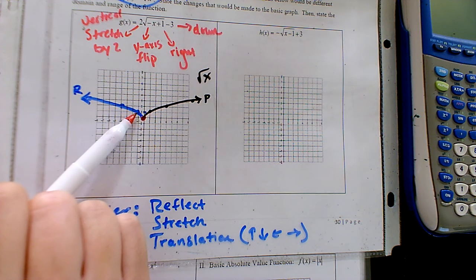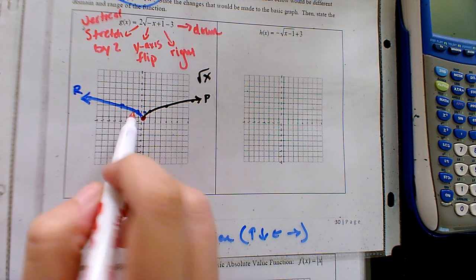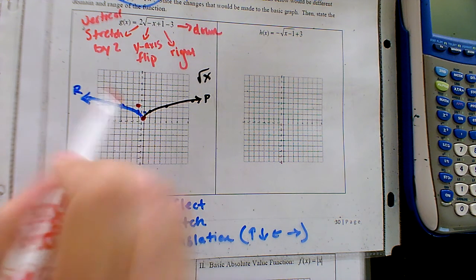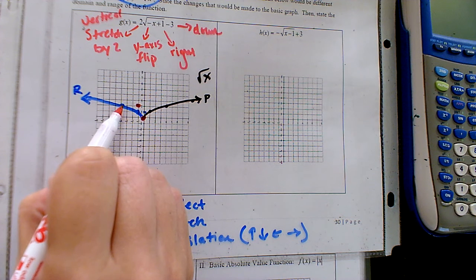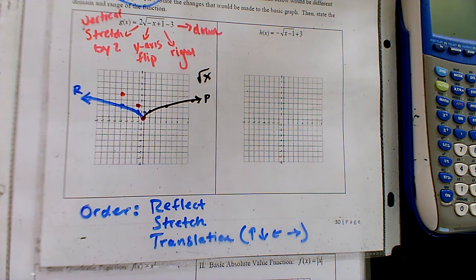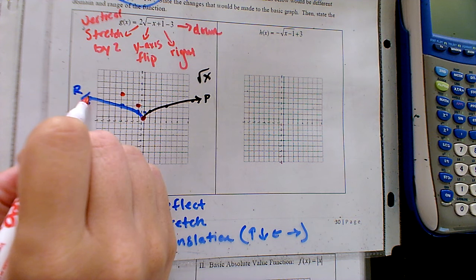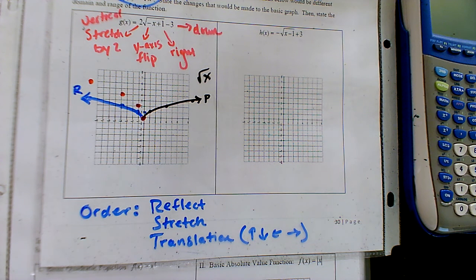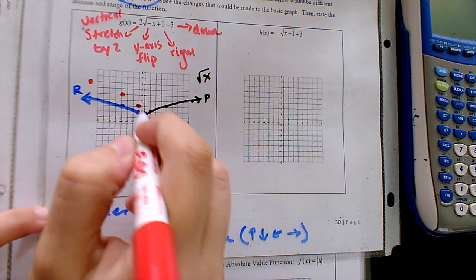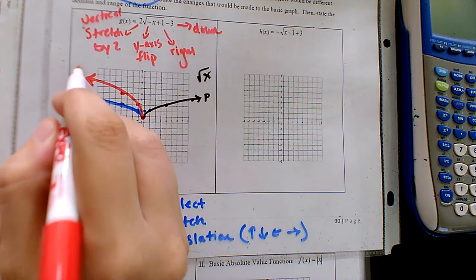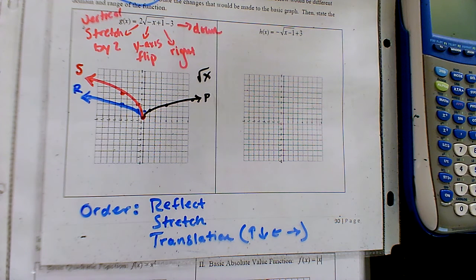But the next point has a height of 1. If you double that, that point is now at 2. The next point has a height of 2. If you double that, it's now at 4. And our last point had a height of 3. If you double that, you get up to 6. So we're taking the blue graph and we're kind of pulling it or stretching it upwards, which is now making my red graph. I want you to label that one S because we stretched it.